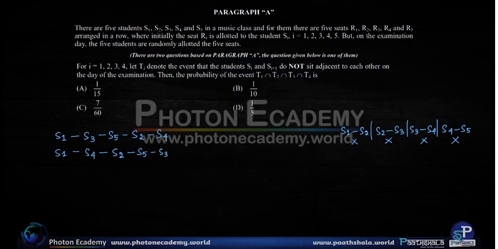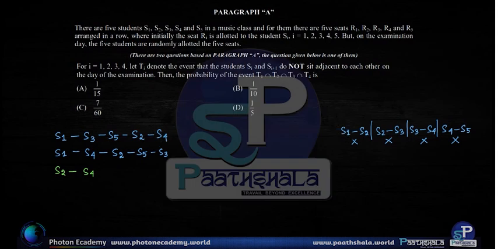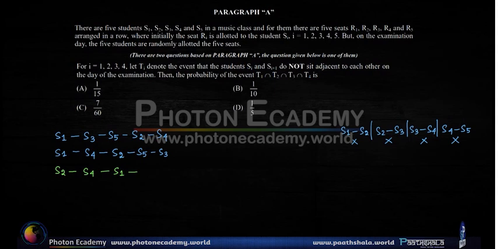With S2 similarly, we cannot have S1 and S3 beside it. We can have S4. With S4, we cannot have S3 and S5 near it. We have to go with S1. And then when we have S1, we cannot have S2, which is already in the first place. So we can have S5 and then S3.